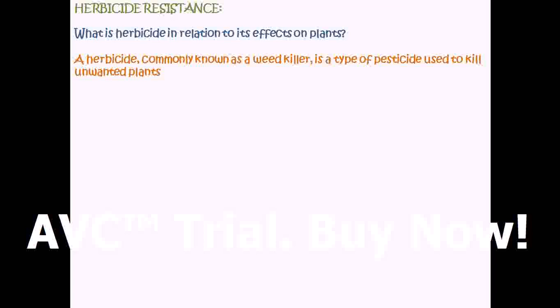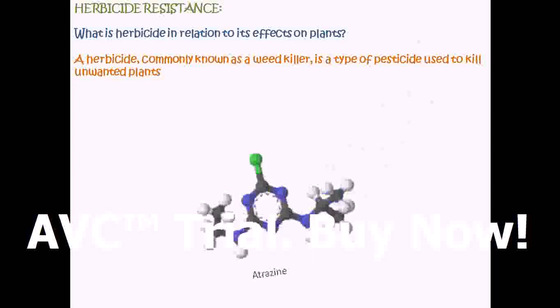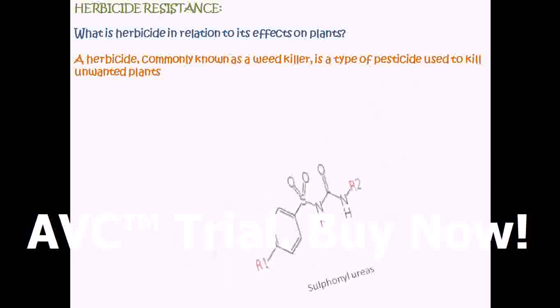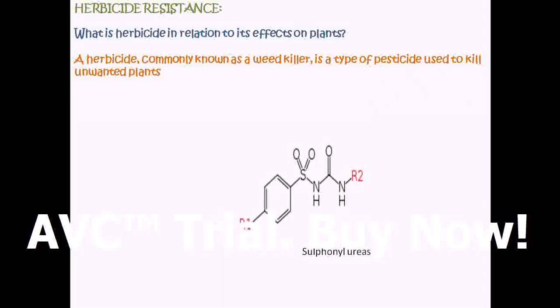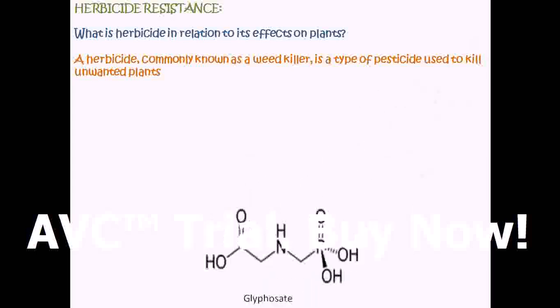Herbicide resistant. Herbicide resistant means, why do you use herbicides? Herbicides are used to kill the unwanted plants, but in this case, herbicides may also kill wanted plants. Examples of herbicides are atrazine, sulfonylureas, and glyphosate.